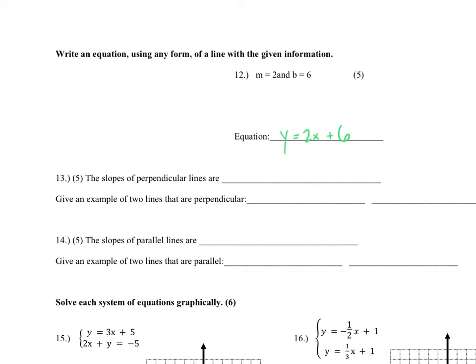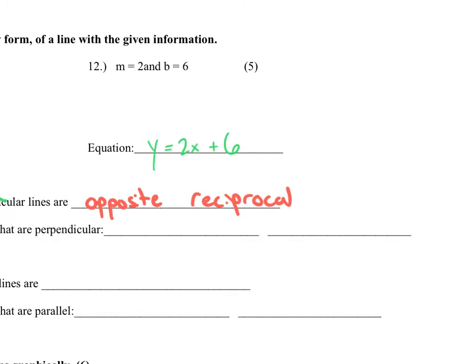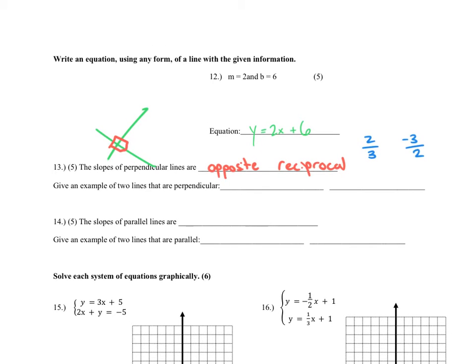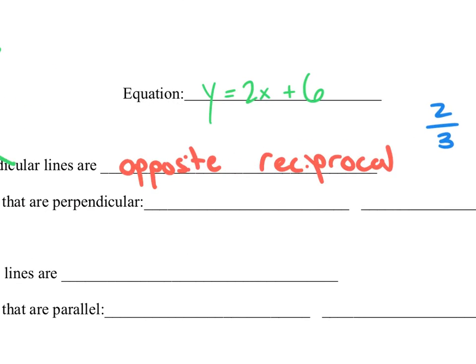The slopes of perpendicular lines. Now remember that perpendicular lines are lines that form that 90-degree angle, and their slopes are opposite reciprocals. So an example of that is if one of the slopes is 2/3, the other one must be negative 3 over 2, the opposite and the reciprocal. So there is an example of slopes. Now, y-intercepts don't impact if two lines are perpendicular.